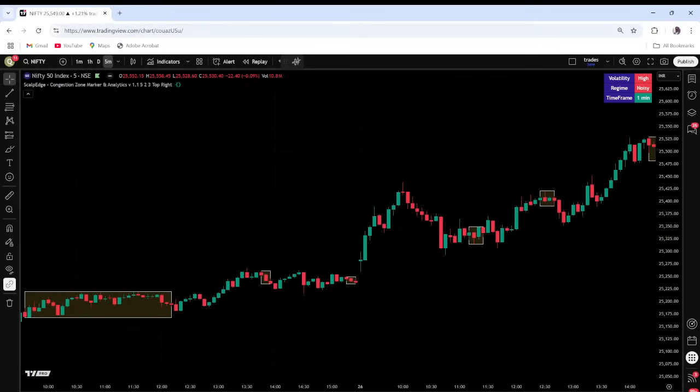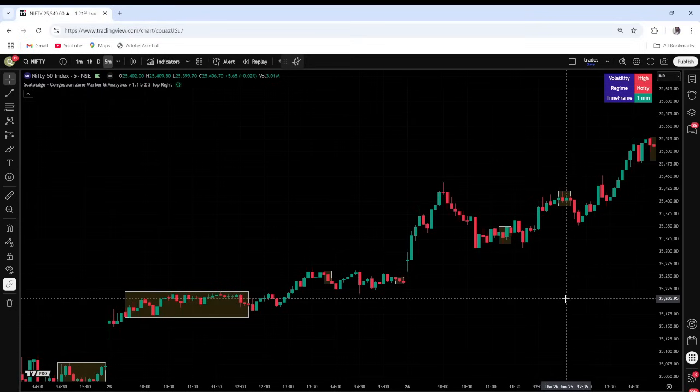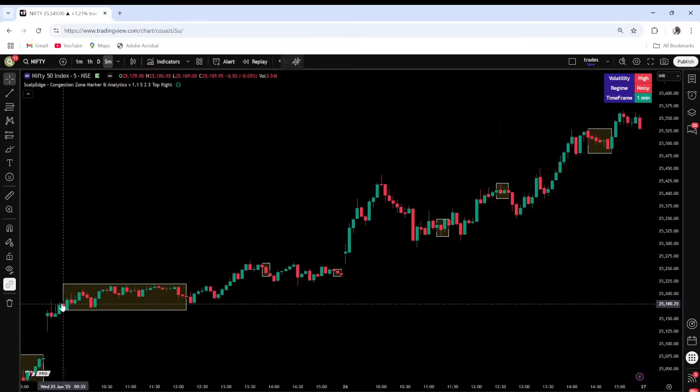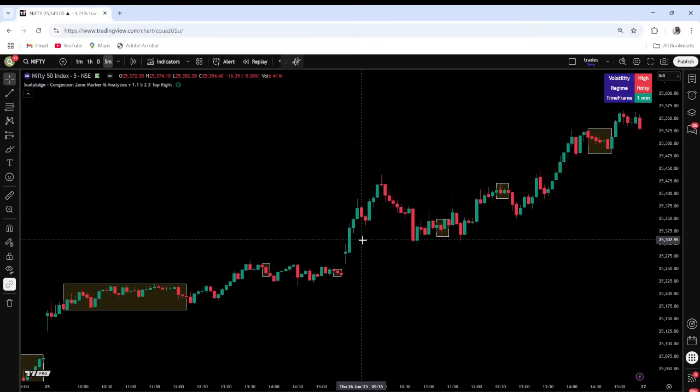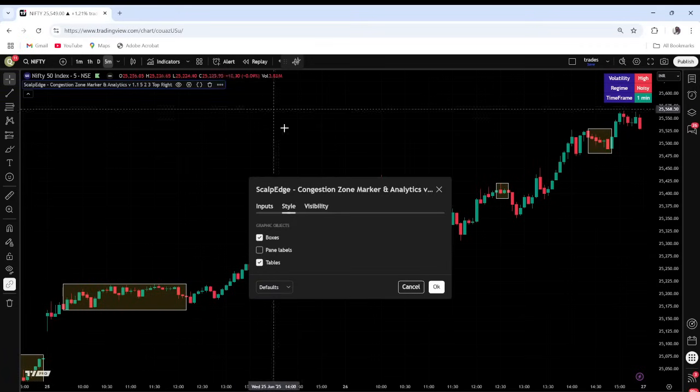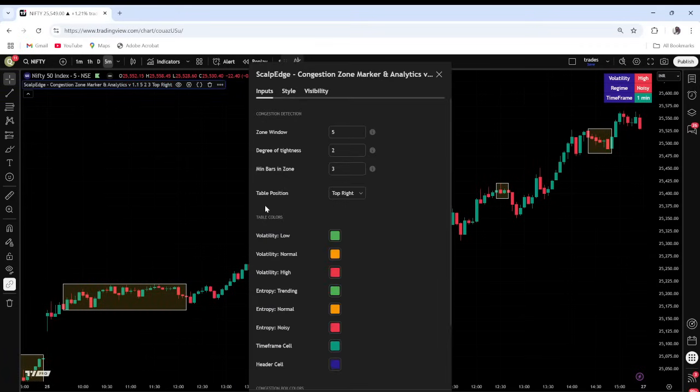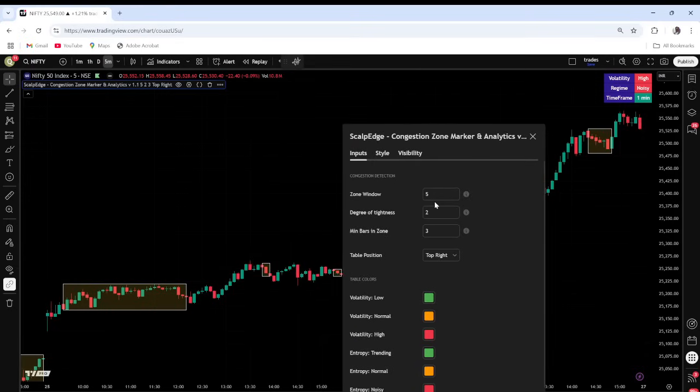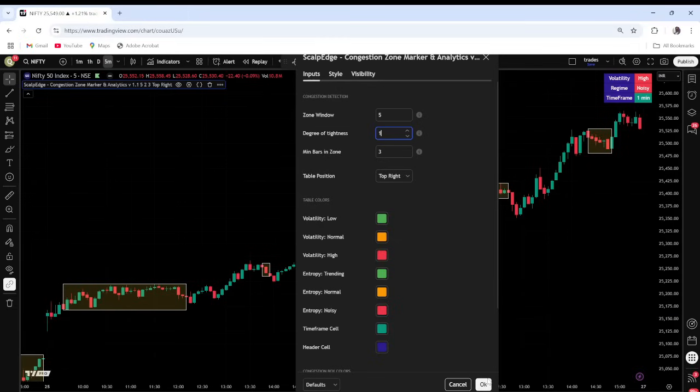Forget this as of now. We are just focusing on the congestion zone indicator. Yesterday was pretty range bound and cool and today was pretty volatile and trending. So what I want to say is, let us say I am coming to the inputs. Now these are the default inputs: 5 period zone window, 2 period tightness, 3 period minimum bar. Now if I say degree of tightness is 1, your signals will decrease, it will become much more accurate, I would say, but much more rare.